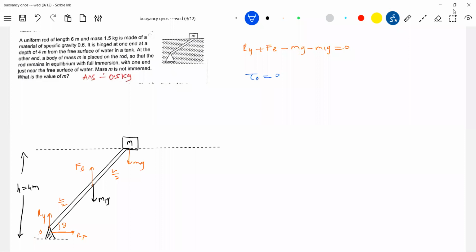Net torque about O should be 0. This is C, this is A, we'll take it. So net torque about O should be 0. About O will set up torque: the weight, m1g, L by 2 cos theta, clockwise. Then buoyant force Fb, L by 2 cos theta. Why should buoyant force act here? Why exactly opposite to the weight of the rod? Why not somewhere here? Because the full length of the rod is immersed.